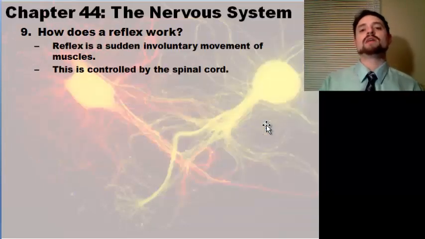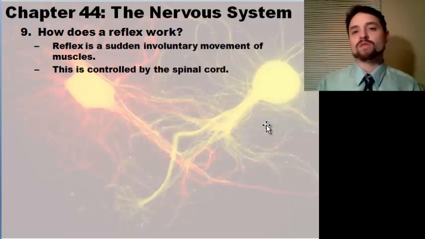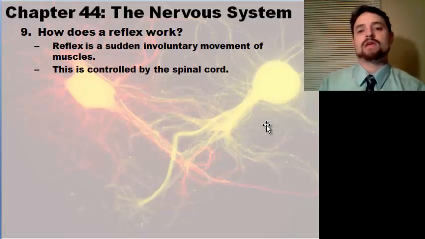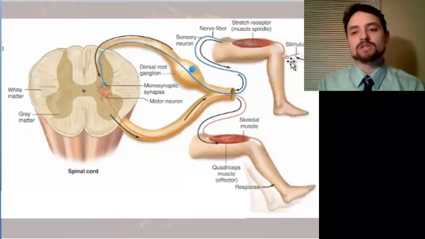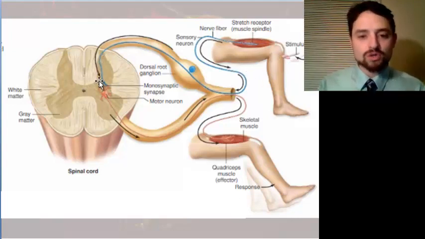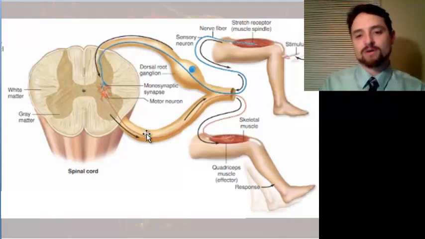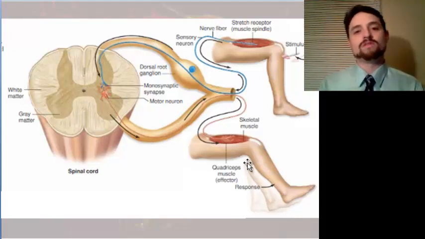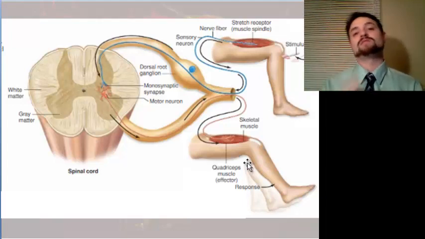So how does the nervous system work with reflex? Like if you've ever gone for a physical, they'll check your reflexes. A reflex is a sudden involuntary movement of the muscle. This is controlled by the spinal cord. So here you have the stimulus. This is the classic one where you go to the doctor and they'll tap your knee and it'll cause your leg to kick. So you get that stimulus, the nerve is sent to the spinal cord, and from the spinal cord it sends back to the muscle to move the muscle. And you can see this is not a brain response, this is a spinal cord response.